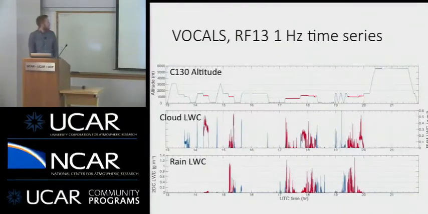In time series here of the same flight, we can see I've got 3 panels. The top is the aircraft altitude, the middle panel is cloud liquid water content, and the bottom panel is rain liquid water content. What I've done is highlighted in red the segments that I'm analyzing from this flight.